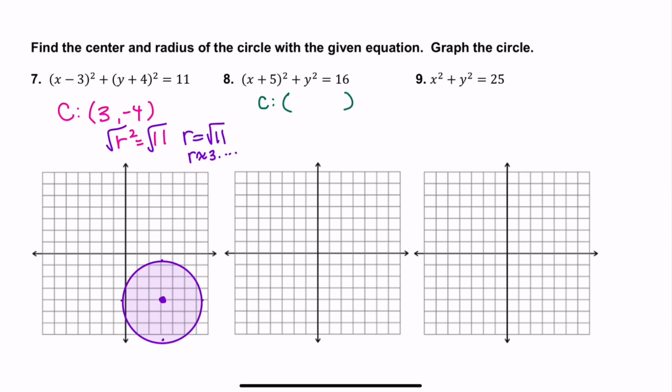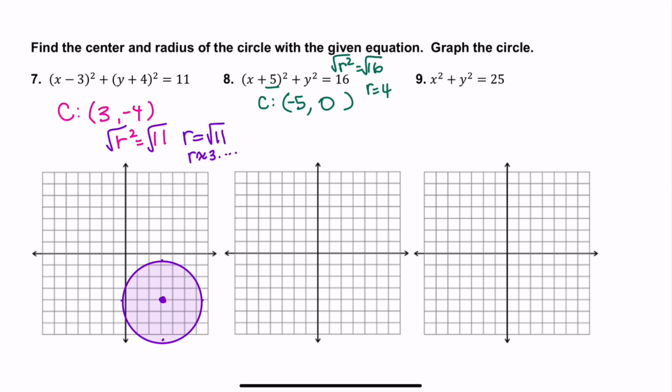Now in the x direction, I have a +5. It's in parentheses, so it's going to do the opposite of what you think it's going to do. Now with the y, there's not a plus number, so it's going to automatically be 0. This is our radius squared, 16. So if I take the square root of that, the radius is 4.